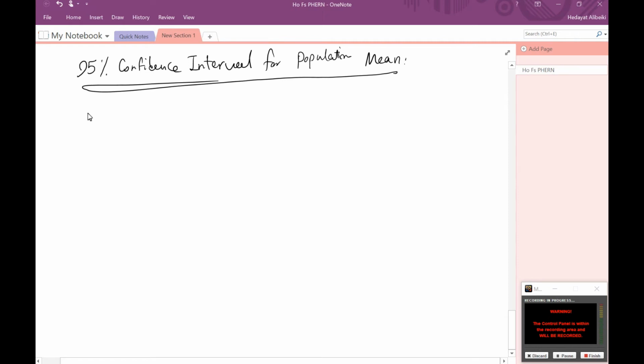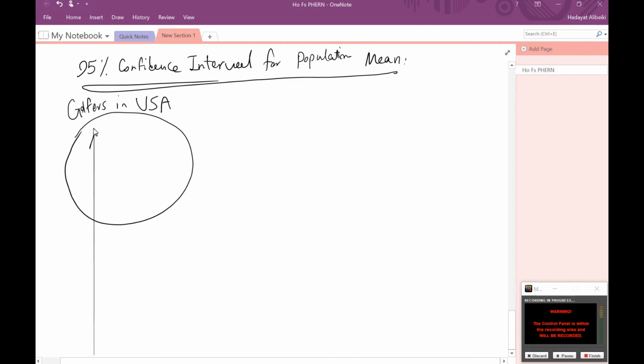So we have a big population. These are golfers in USA, and we are looking for mu, the population mean, and P either F or M, population proportion of females, population proportion of males. So these are population proportions.